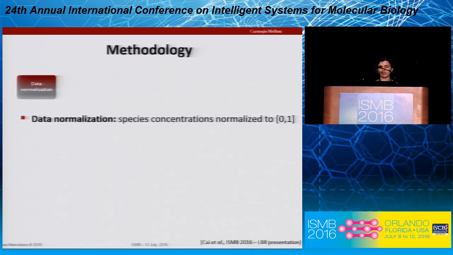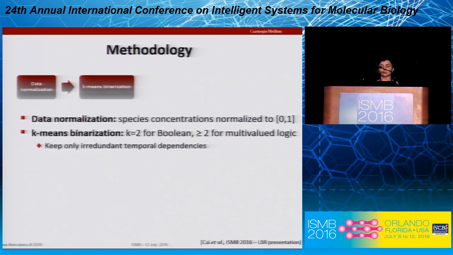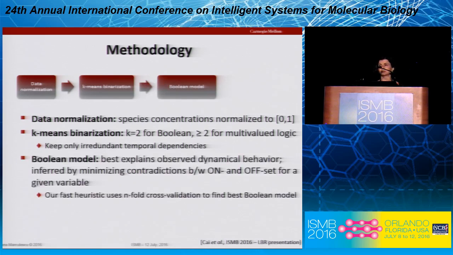So for this black box implementation, you typically start with normalizing the data between low and high. You can binarize it, and one way to do it is using k-means, and then you come up with a Boolean model that best explains the data by minimizing the contradictions between on and off sets for any given variable or feature that you're looking at.